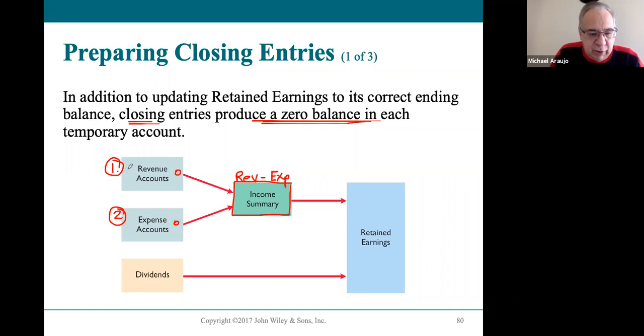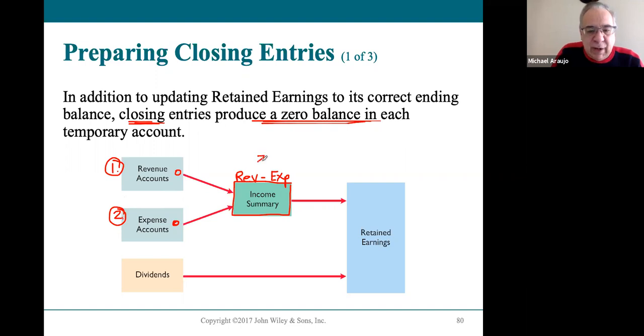Okay. So after we do the first 2 steps, we now have revenue sitting at zero, so it's ready to begin the new year. We have all of our expense accounts also with zero balances, and so they're ready to start a new year. Okay, so we're halfway there, those first 2 steps.